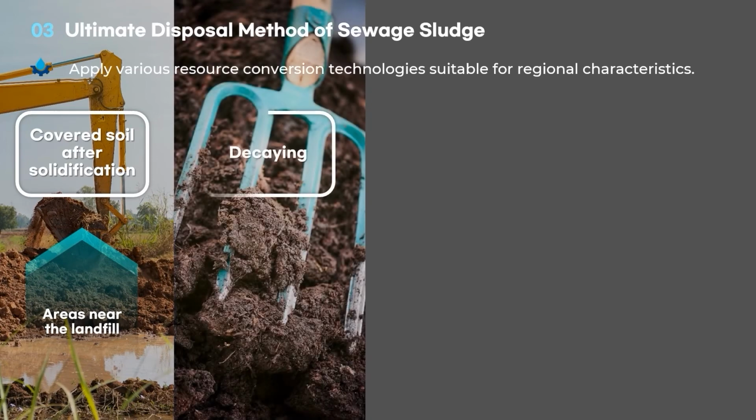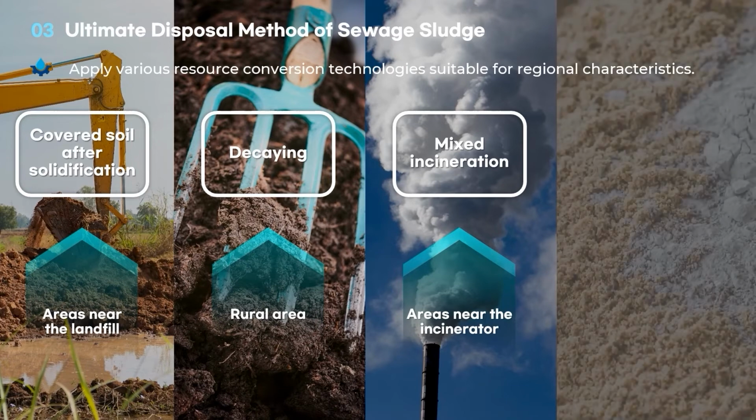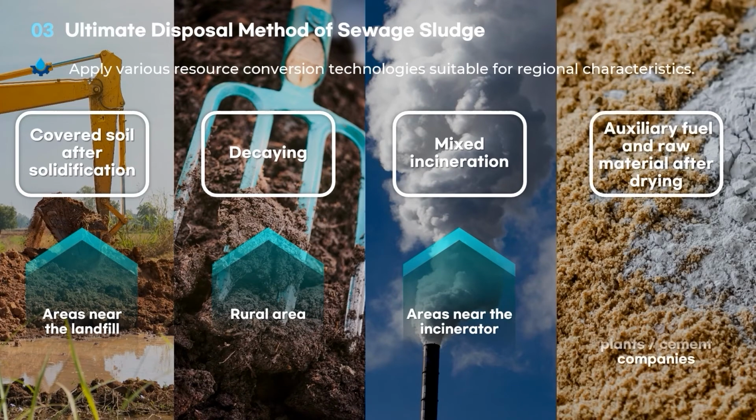Next, they can be decomposed and used as compost in agricultural areas. Or if there is an incineration plant nearby, they can be incinerated. Lastly, sludge cakes can be dried and used as fuel for a thermal power plant, or as auxiliary fuel or raw material by a cement company. The final disposal of wastewater sludge is being promoted through the application of a variety of technologies to turn it into a resource, depending on regional characteristics.